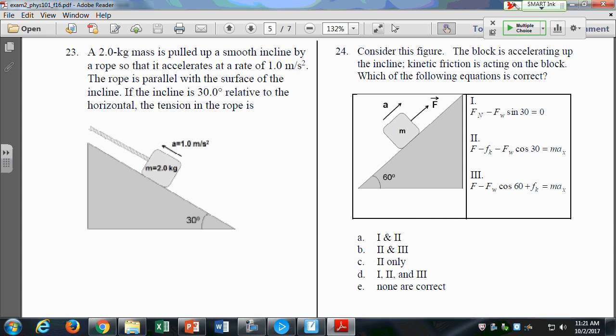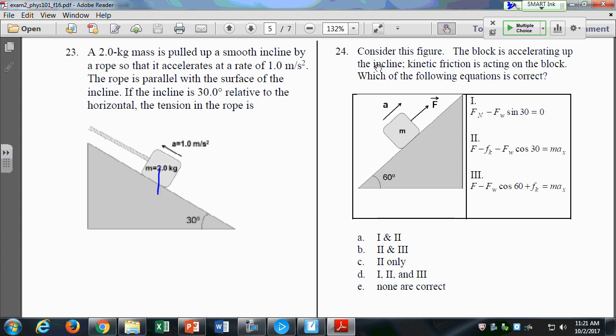I don't know if we've worked this problem. Number 23. This is on the fall 16 test. Have we worked this problem? I don't remember working it. It says a 2 kilogram mass is pulled up a smooth incline by a rope so that it accelerates at a rate of 1 meter per second squared. The rope is parallel to the surface of the incline, and if the incline is 30 degrees, what is the tension in the rope? So, first thing I want to do is just draw my forces.